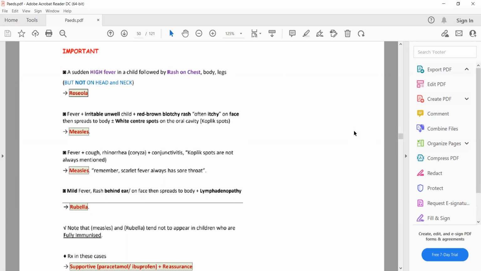While fever, irritable and unwell, red-brown blotchy rash, often itchy, on the face, then spreads to the body, and white center spots on the oral cavity or buccal cavity. Your diagnosis will be measles. So fever, cough, rhinorrhea plus conjunctivitis, again measles. Rubella.